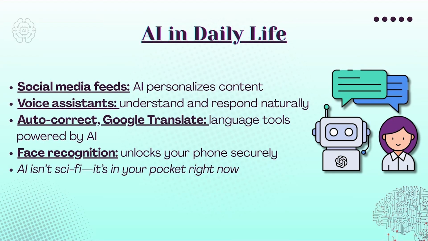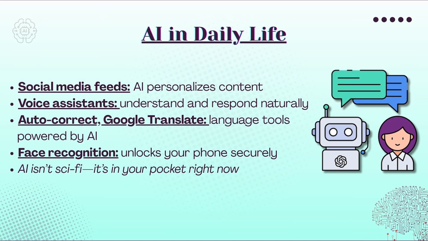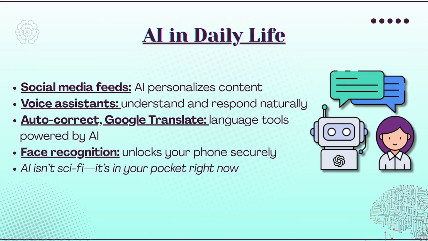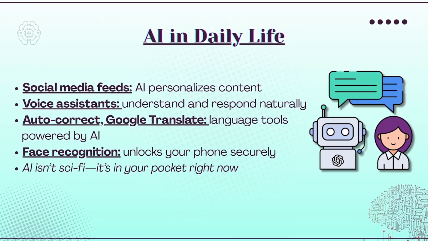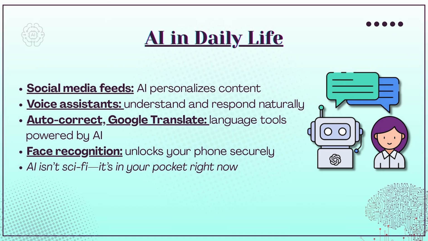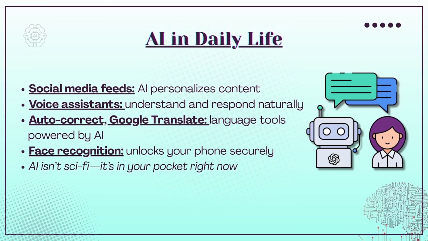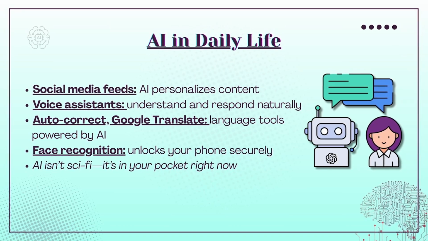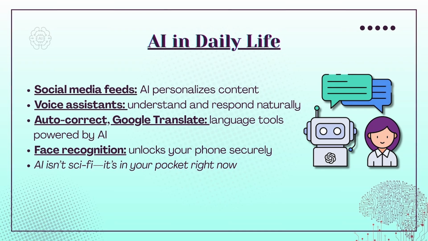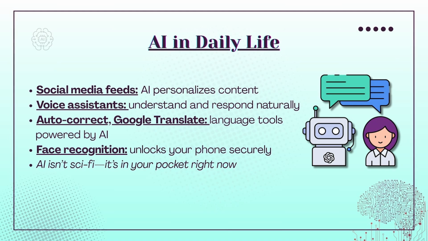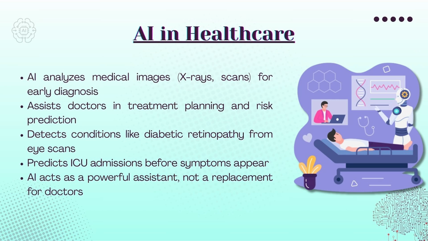So, starting with daily life. Let's start with our home and, most closely, your phone. When you open Instagram or TikTok and it magically shows you the exact kind of videos that you like, that's AI learning your behavior. Now, your voice assistant like Alexa, Siri, or Google, that's natural language processing in action. It understands what you're saying, filters the noise, and gives you meaningful responses. Even things like autocorrect, Google Translate, or face recognition to unlock your phone, it's all AI.